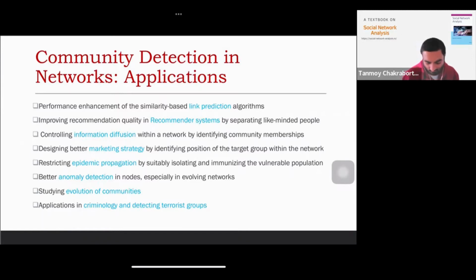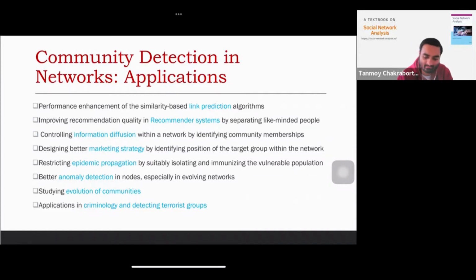So now let's look at applications. Why do we really care about detecting communities? If you know community structure well, it can help you predict links, predict edges in a network. How?